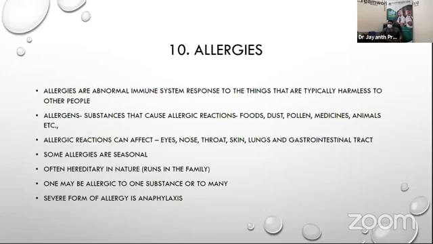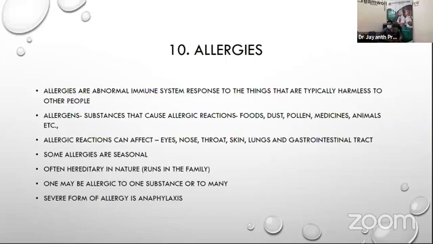Let's move to the next topic, allergies. Allergies are very commonly seen. Almost 6% of the population experience some kind of allergy. So what is an allergy? Allergy is an abnormal immune system response.